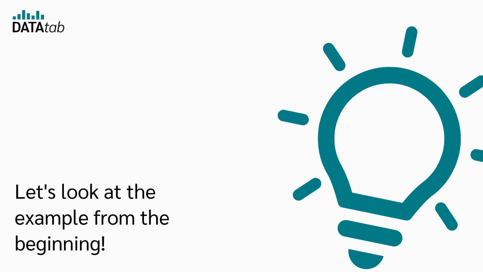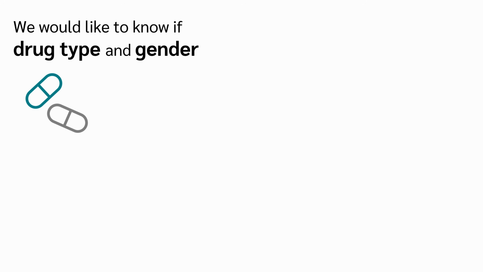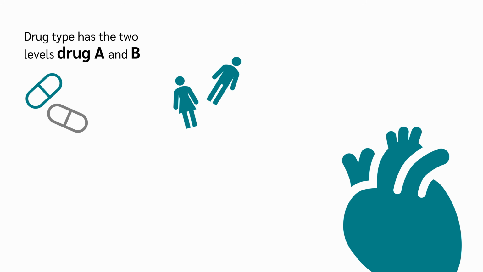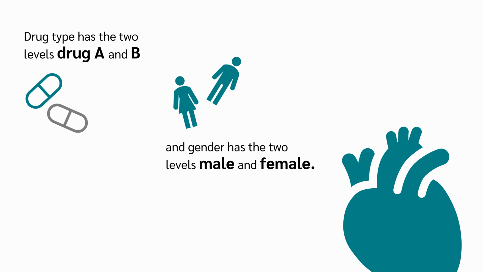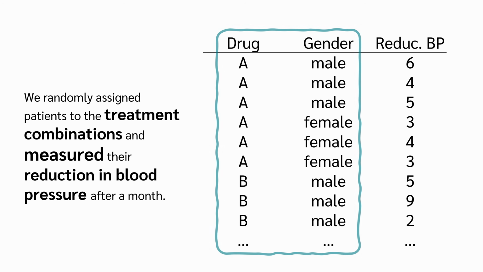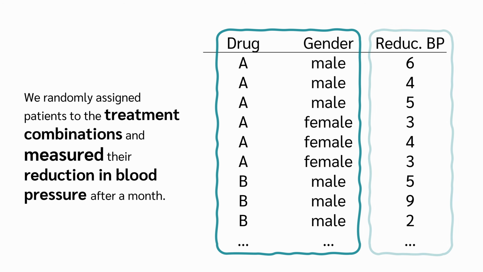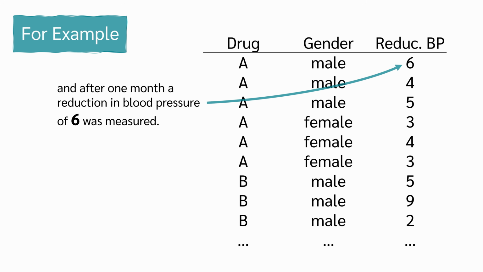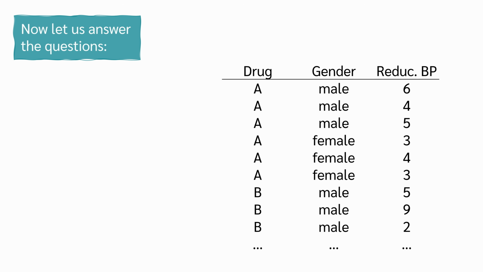Let's look at the example from the beginning. We would like to know if drug type and gender have an influence on the reduction in blood pressure. Drug type has the two levels drug A and B, and gender has the two levels male and female. To answer the question, we collect data. We randomly assigned patients to the treatment combinations and measured the reduction in blood pressure after a month. For example, the first patient receives drug A, is male, and after 1 month, a reduction in blood pressure of 6 was measured.